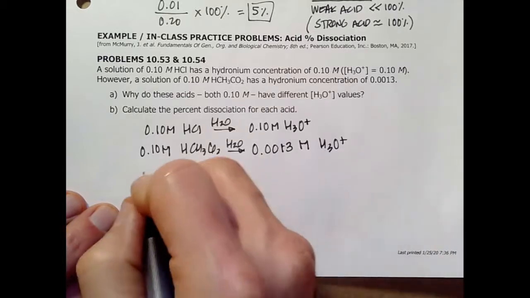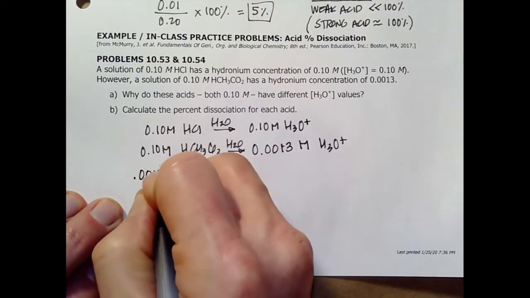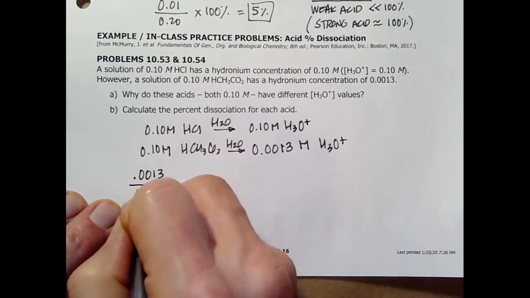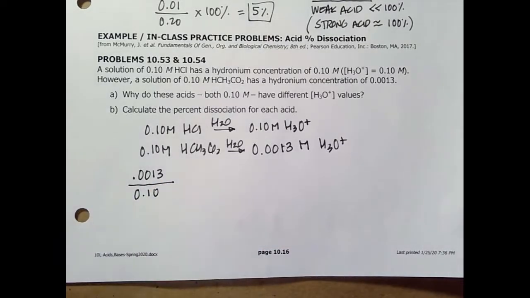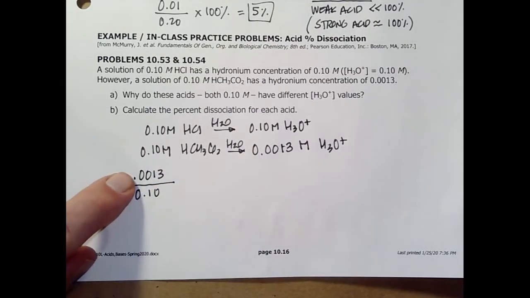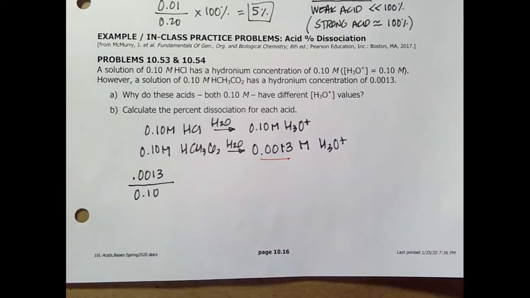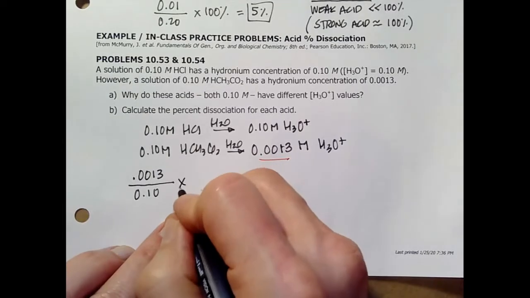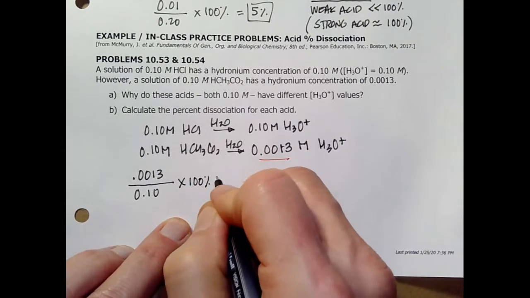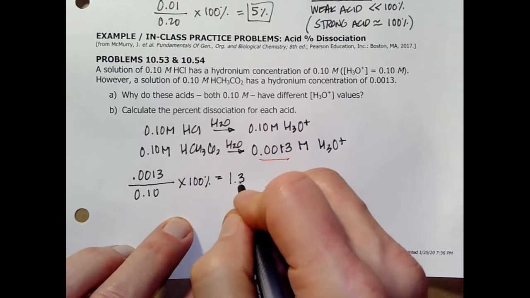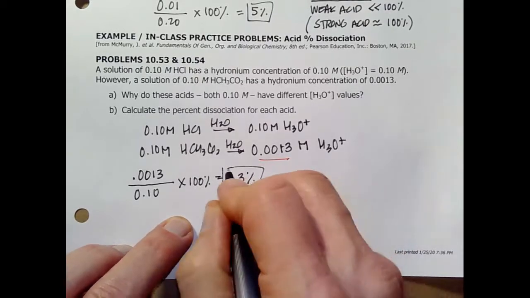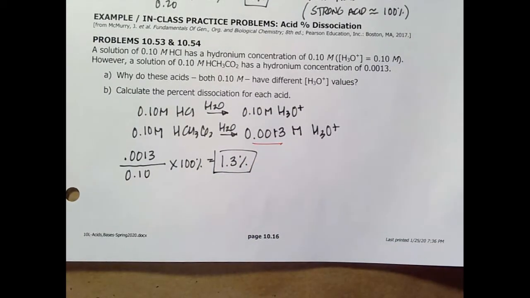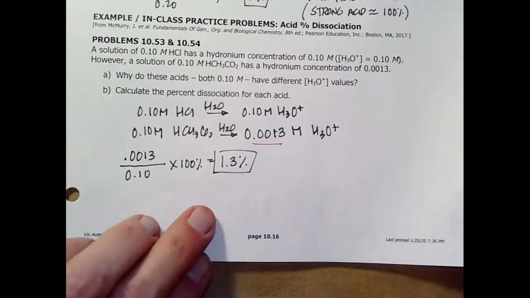If I wanted to do that math, 0.0013 divided by 0.10. That's the amount that actually reacted. There's the amount I initially had in there. If I multiply that by 100%, I get 1.3%, and we say dissociated. Well, here's the actual formula.